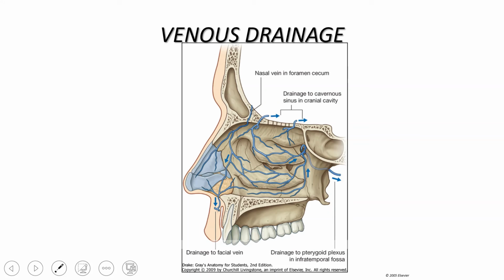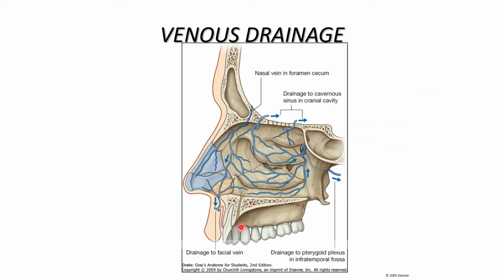Moving on to the venous drainage of the lateral wall, the veins form the plexus from which the blood drains into the facial vein in front. So in the anterior part, the venous drainage is into the facial vein, and behind, the veins drain into the pharyngeal and the pterygoid venous plexus, and the inferior cerebral veins above. So this is about the venous drainage.